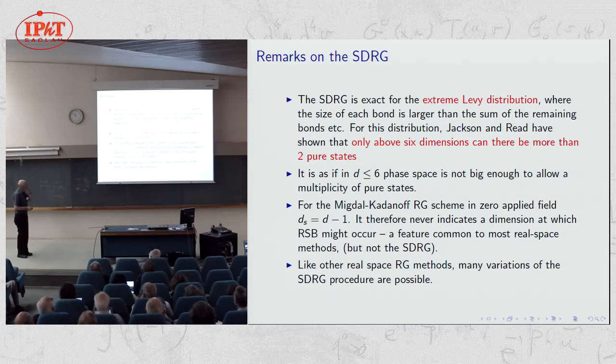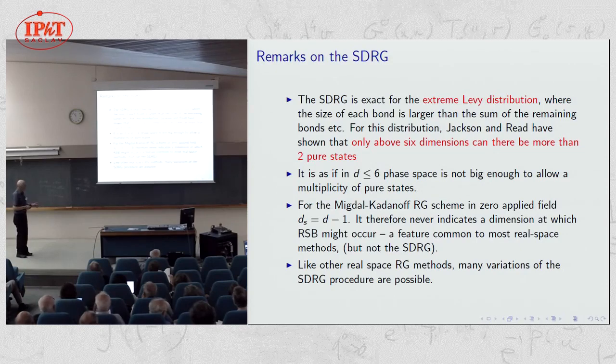And there's other real space RG methods, the most notorious of which is the Migdal-Kadanoff renormalization group scheme. And this has the result that ds is equal to d minus 1, which means that within that scheme, you never get a transition to a state which has replica symmetry breaking, though you can still get RG flows which might mimic what you think might happen in higher dimensions, as Giulio and Maria Chiara Angelini found.